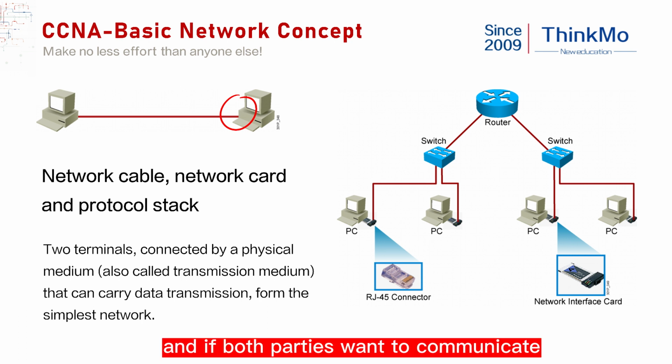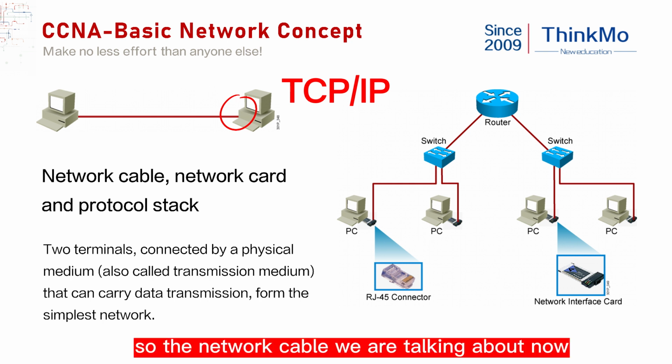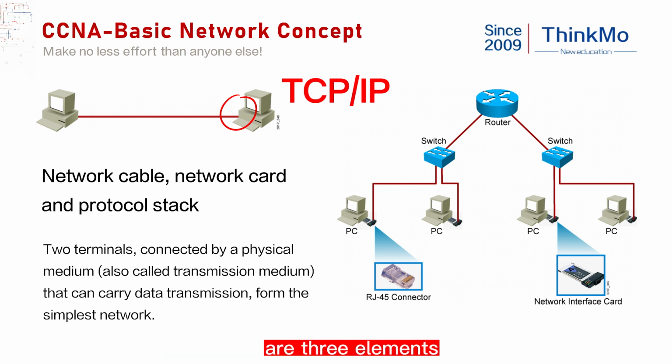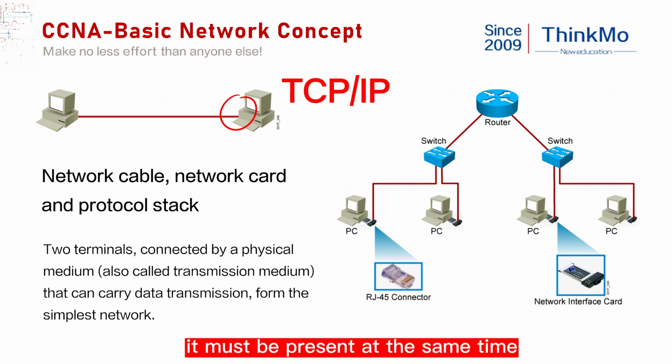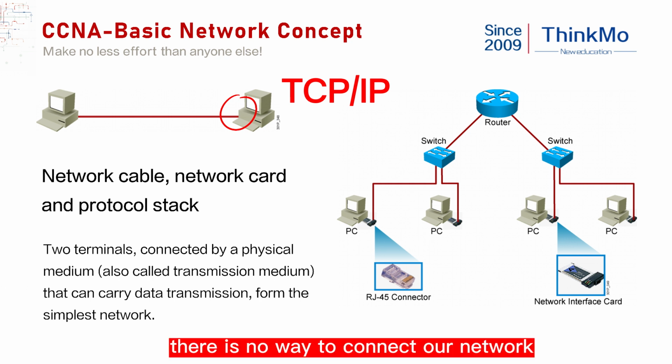And if both parties want to communicate, they must follow the TCP/IP protocol stack. So regarding the network cable we are talking about now, how do we make a simple network? The network cable, the network card and the protocol stack are 3 elements, and they are indispensable. Please pay attention: the NIC and our protocol stack must be present at the same time. Otherwise, there is no way to connect our network.